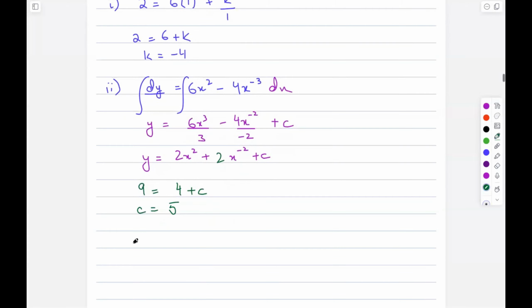Once we have the value of c, we can write the equation of the curve as y equals, and this is a cube up here. This is 2x cube. So the equation of the curve will be 2x cube plus 2x to the power minus 2 plus 5.